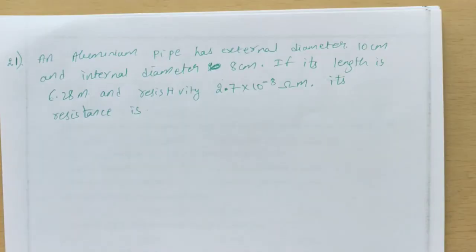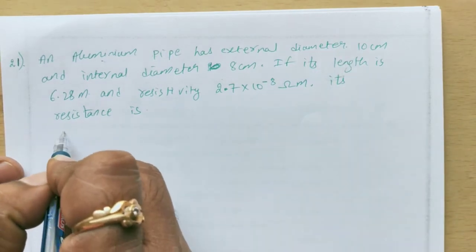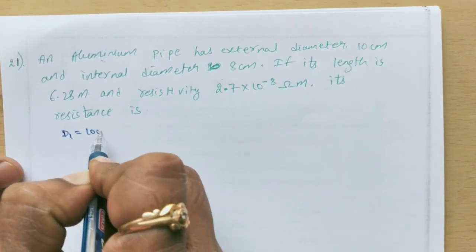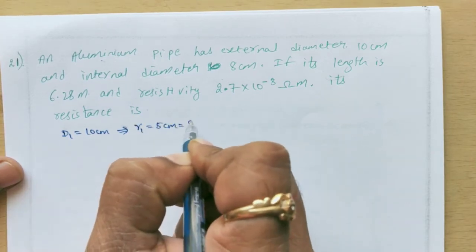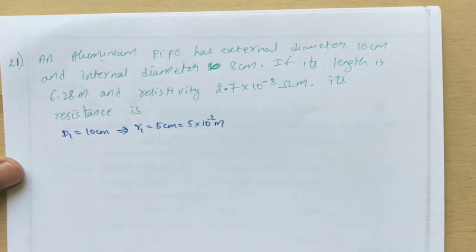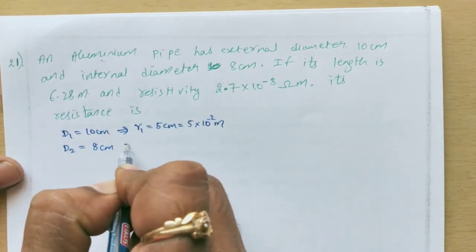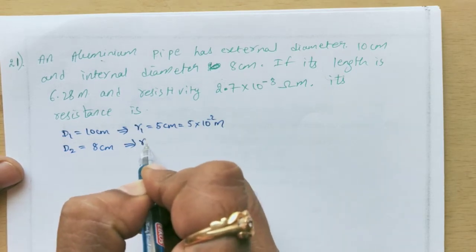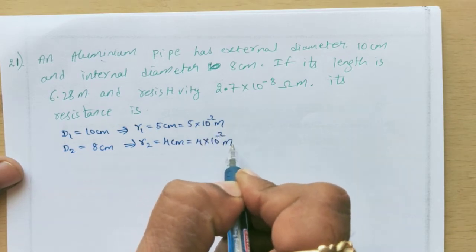See students, this is one more problem we are now starting. This is the 21st problem in our prescribed material. So now I am repeating the problem. An aluminum pipe has an external diameter, so this external diameter D1 is equal to, I am taking, 10 centimeter. This implies the external radius becomes 5 centimeter. So I am representing 5 into 10 power minus 2 meter as the external radius, and the internal diameter, let me take D2 is equal to 8 centimeters. So the internal radius I am taking as R2 is equal to 4 centimeters. 4 centimeter means 4 into 10 power minus 2 meter.